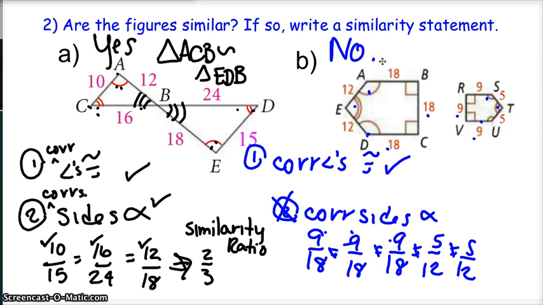The idea of similar is like that of a dilation. In order for figures to be similar, you're looking for essentially the scale factor, which we call here the similarity ratio, that shows how much a figure has been blown up or reduced.